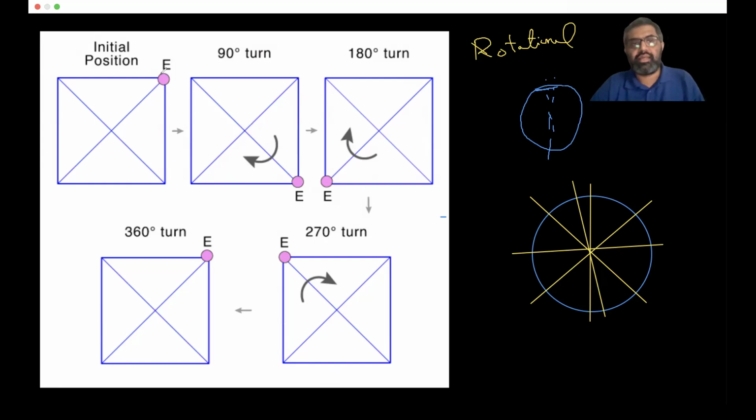For example, for a square, if we rotate it 90 degrees, with this as our reference point E, we still get the same shape. Again, if we rotate 90 degrees, we still get the same shape. So if we rotate 4 times, we get the same shape. This is the first rotation, second, third and fourth rotation. So the order of rotational symmetry for a square is 4.